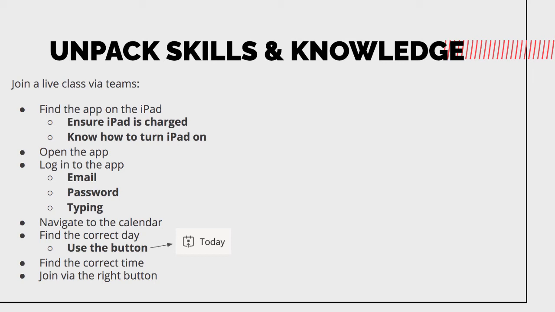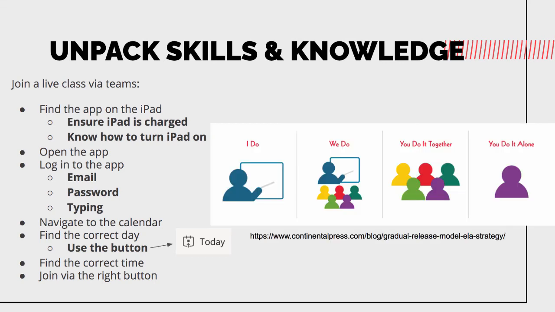And then from there, how would you find the correct day? There's actually a button for that, but of course we want to teach them to go to today. And then from there, finding that correct time, looking at that red line, or even giving a look over your day, giving a look at what's ahead, and then joining via the right button. I think we've all learned, if we've used Teams even for our job, that there's a lot of different ways you can join a meeting, and we want to stay consistent in the way that students join our meeting. And then, of course, looking at all these different things, how can we use a gradual release model to teach students how to do this?